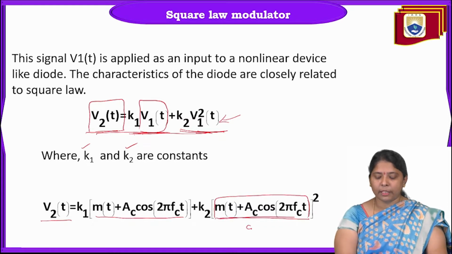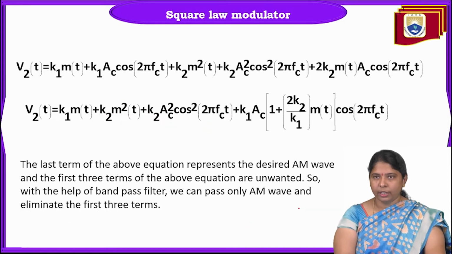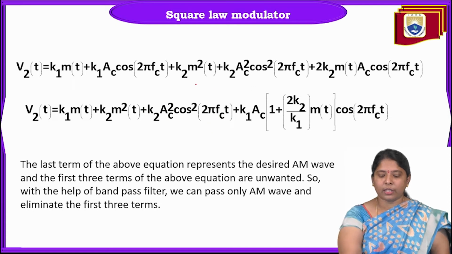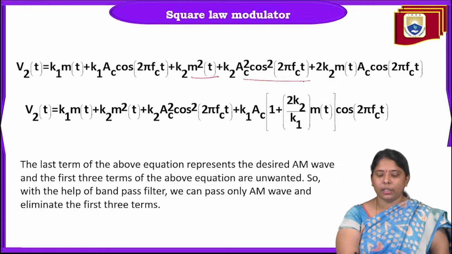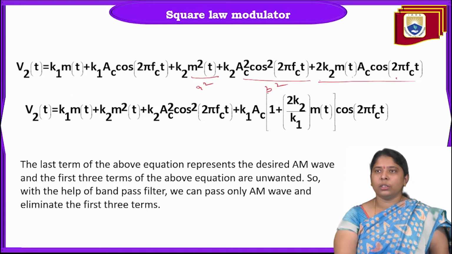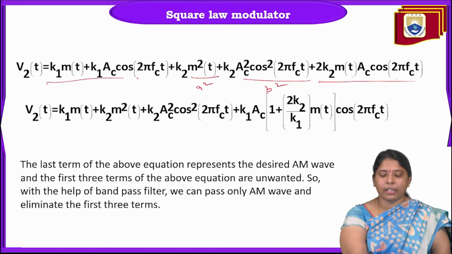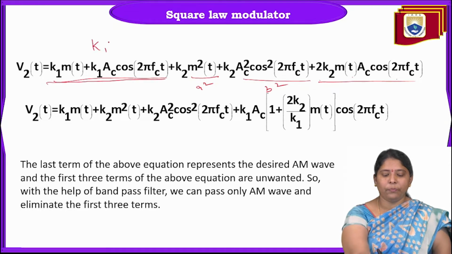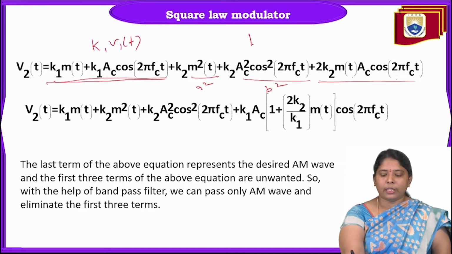For seeing this, we are going to expand all the terms individually. Apply (a plus b) whole square: a square plus b square plus 2ab. Here a square is m square of t, b square is Ac square cos square 2 pi fct, and 2ab is 2 into m of t into Ac cos 2 pi fct. This total term is K1 into V1 of t, and this term is K2 into V1 square of t.